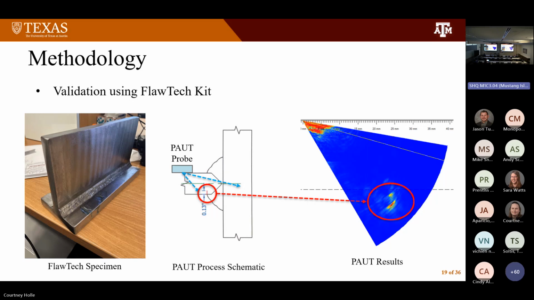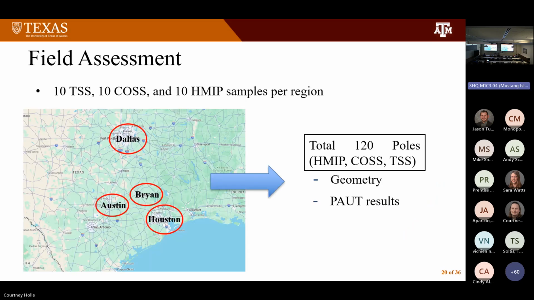That's one of the things we're kind of hoping to do. So instead of using the smaller specimens, actually get something that's going to be more like what's actually in the field that your inspectors actually need to be able to find. Our field assessment is part of the contract.